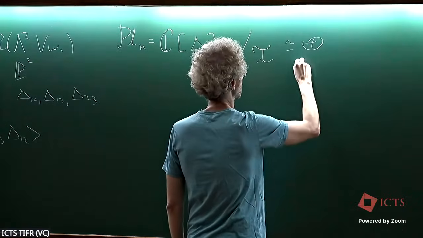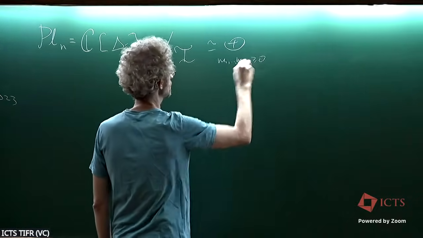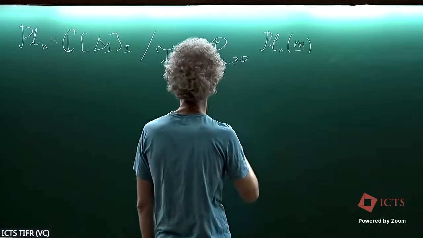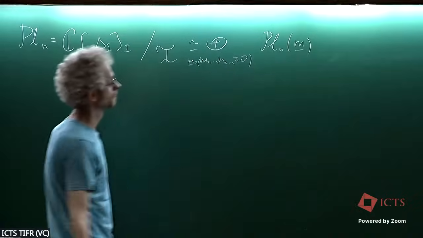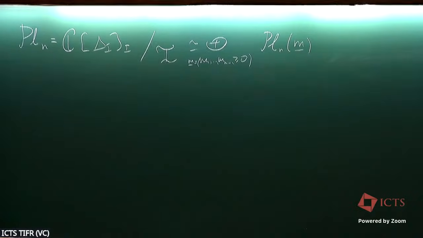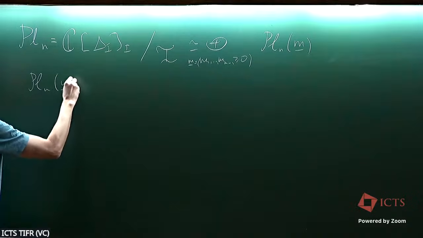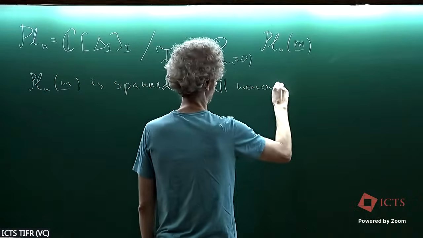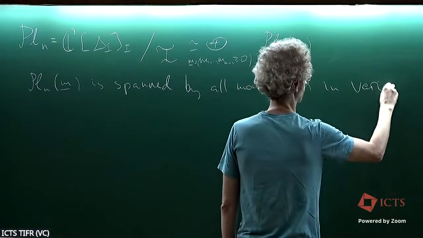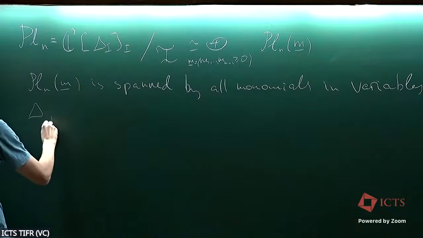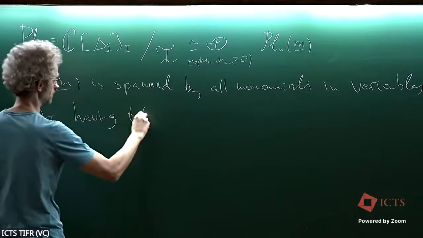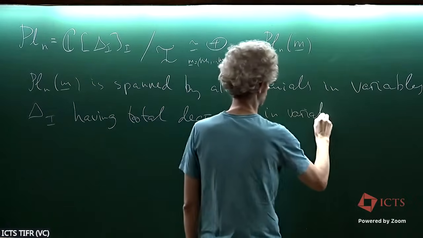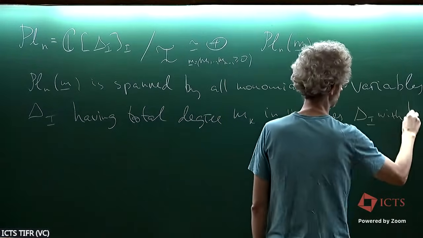the direct sum over m1, ..., m_{n-1} greater than or equal to 0 of the Plücker algebra of m. So let me say that m is this collection. Okay, so what is actually this part? So this Plücker n of m is spanned by all monomials in variables delta I having total degree mk in variables delta I with the cardinality of I being exactly k.